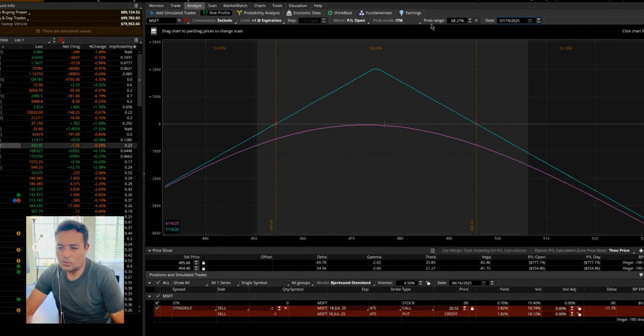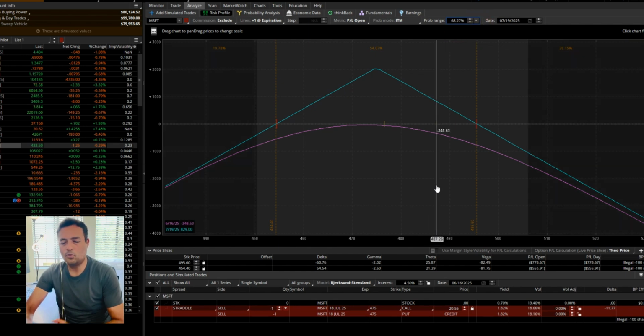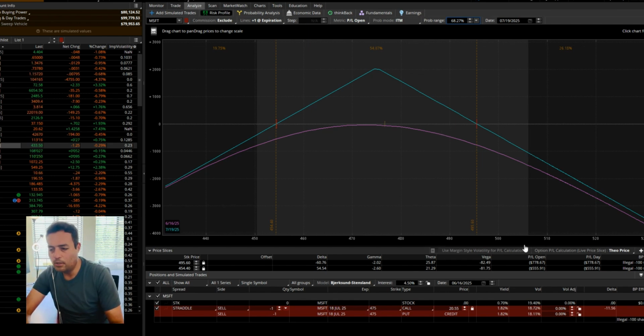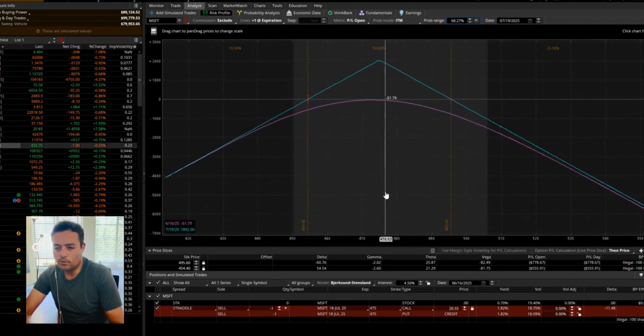Make sure this is, I always look at it as probability range as one standard deviation. You can go in and change to 2 or 3, but again, if you go out that far, you don't get enough credit. So I stick to 1, trying to collect enough credit, try and cover one standard deviation move, and then see how this stock goes from there.